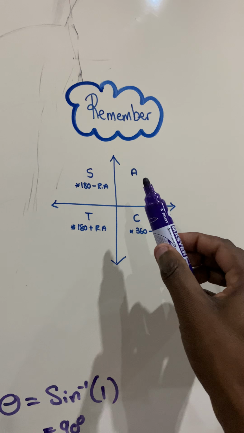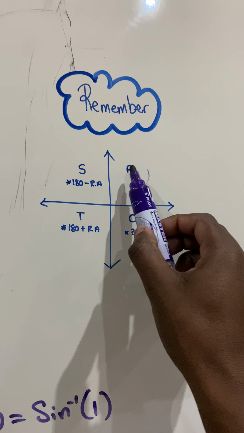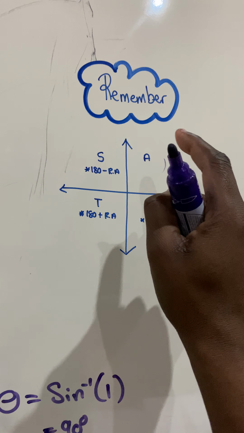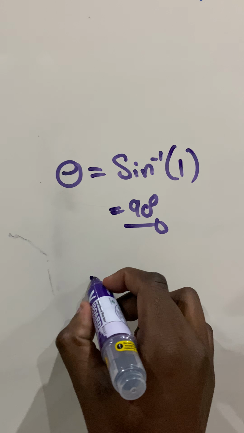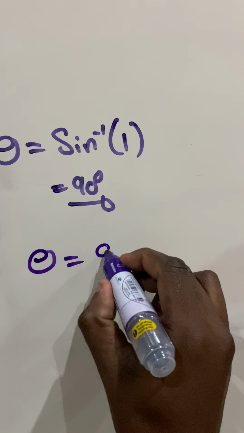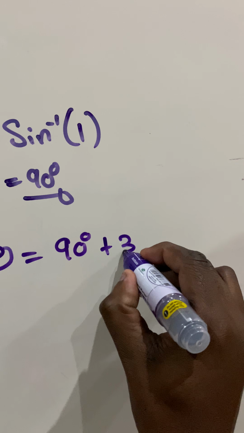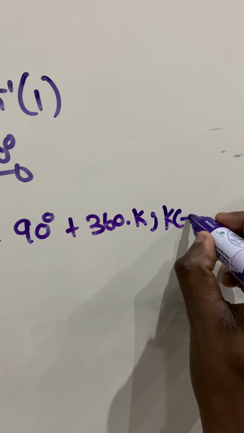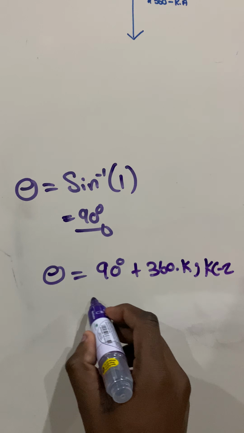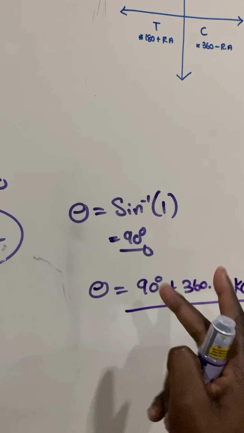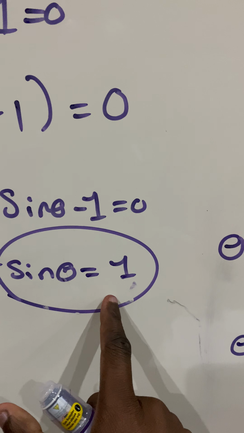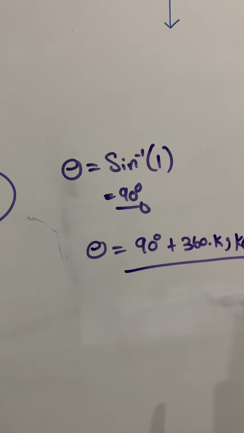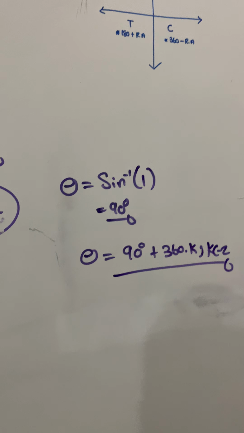So we said it's positive in this quadrant, but I told you it's in this quadrant, so it's only going to have one solution, which is here. So therefore, theta is going to be equal to our reference angle plus 360 multiplied by k, where k is an integer, right? So this is the first solution for this one. We're supposed to have two, but we only have one solution. Again, go to the comment section. I'll leave the notes there.